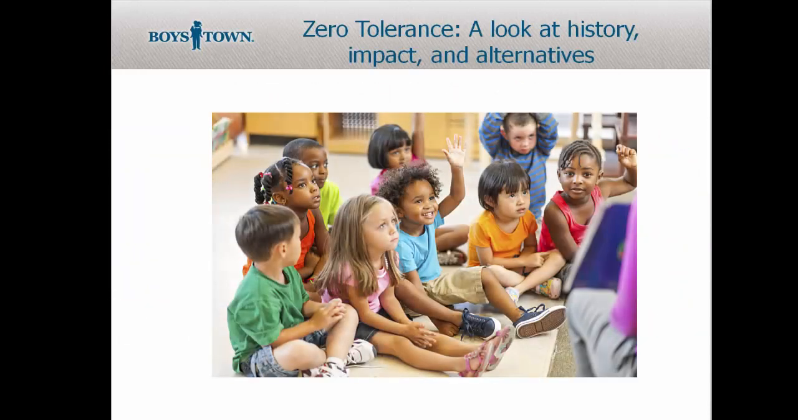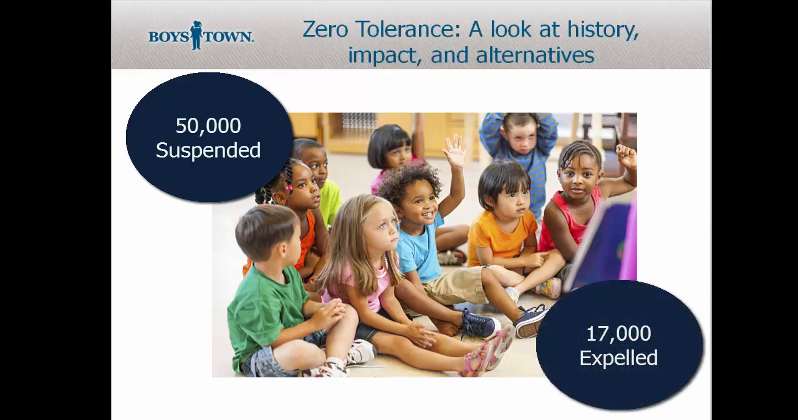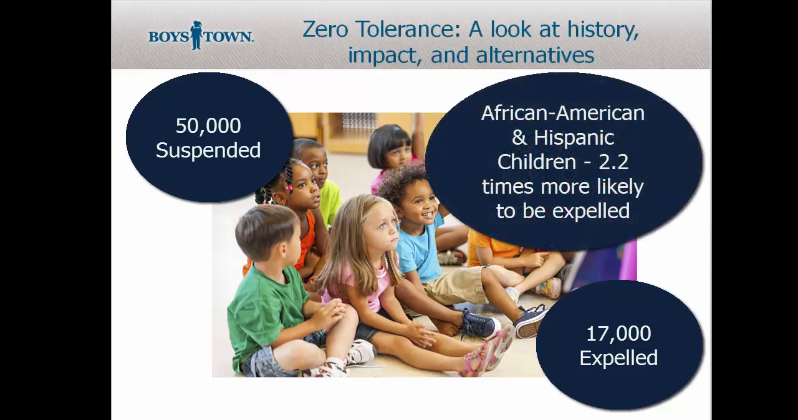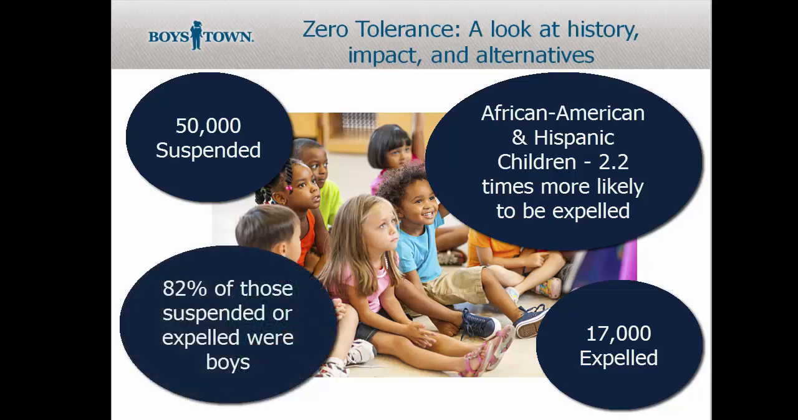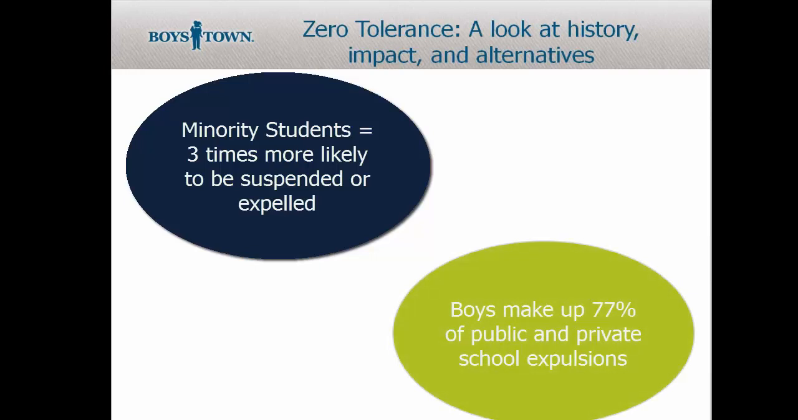In a recent report released by the Data Resource Center for Child and Adolescent Health, on every school day in 2016, some 250 preschool children across the United States were suspended or expelled for bad behavior. In total, about 50,000 preschoolers, little people ages 3 to 4, were suspended. An additional 17,000 were expelled. Of these preschoolers, African American and Hispanic children were 2.2 times more likely to be expelled, and 82% of those suspended or expelled were boys. Overall, minority students are 3 times more likely to be suspended or expelled, and boys make up 77% of all public and private school expulsions.